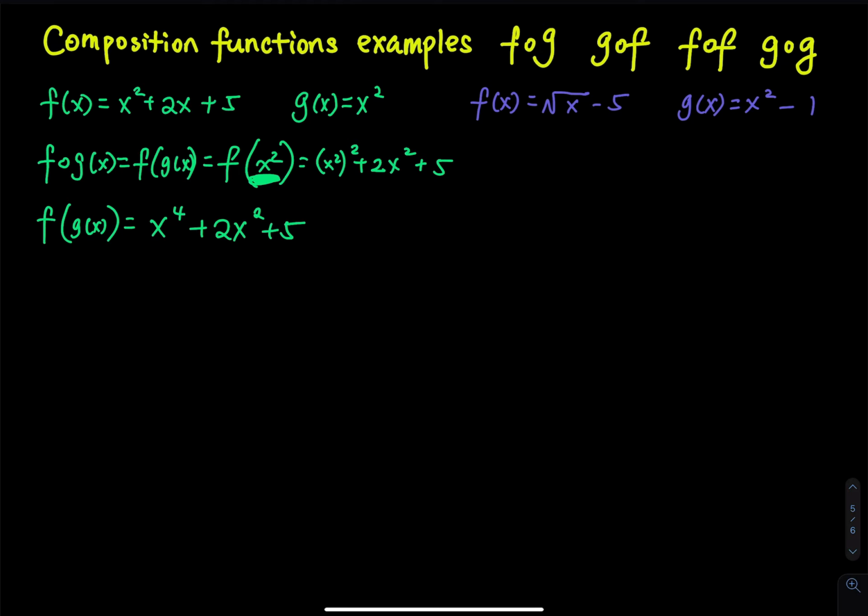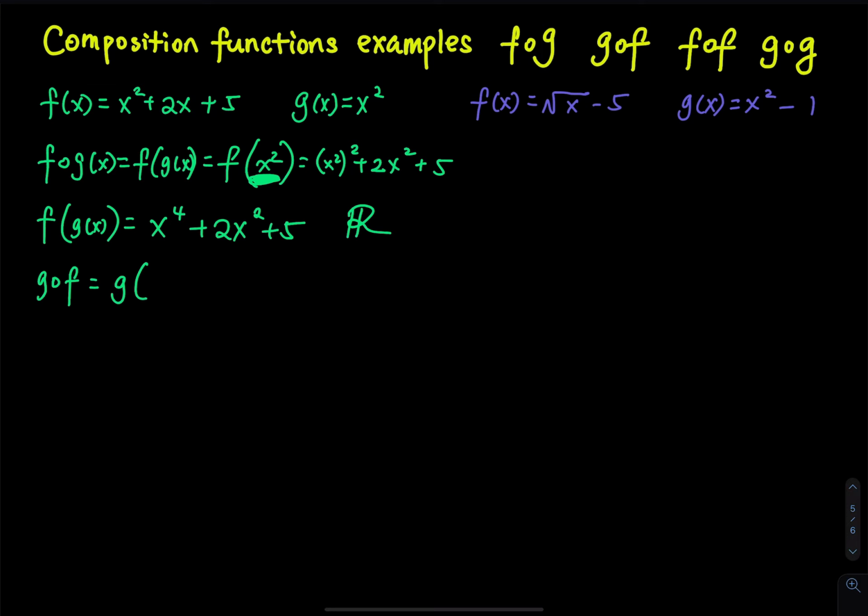The domain is one polynomial, right? So x can be any value you want. There is no square root, no cube root, no ln, no log, no denominator. You can let x be any value you want. So we say that x can be any real number, or you can just draw this symbol. That means x can be any real number. All right, and then we move on to g of f.